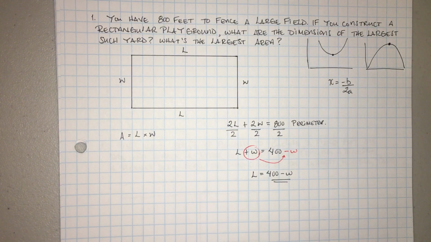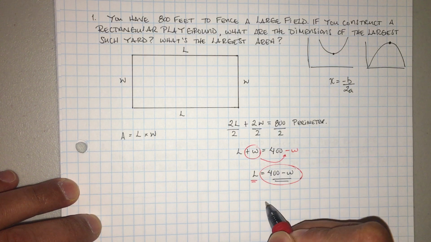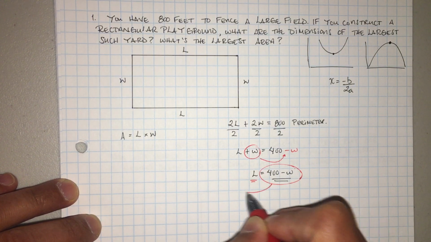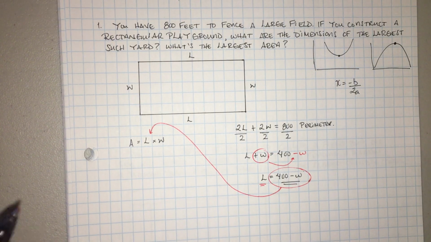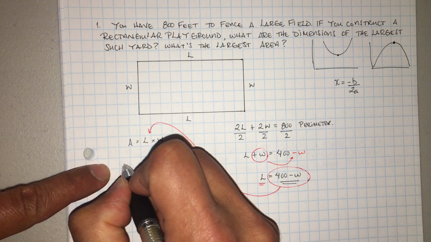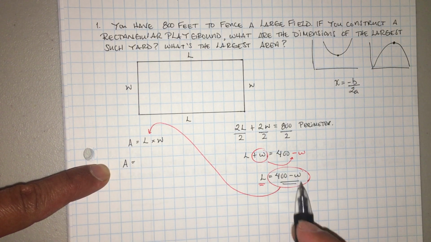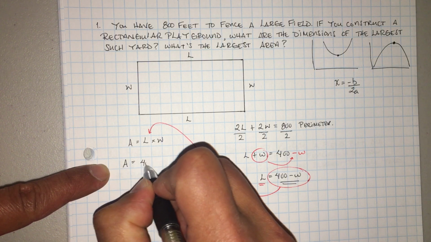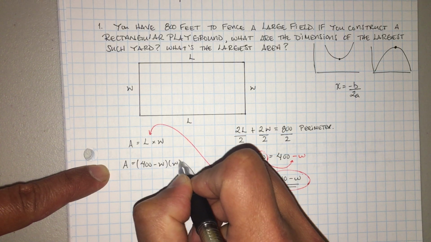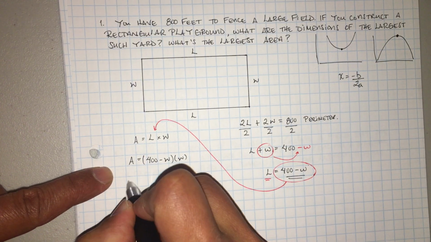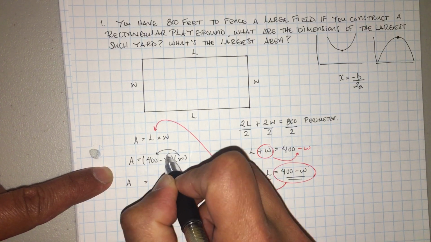So now I'm going to take this guy. See, wherever I see L, this is what's going to go inside. So this guy is going to go into the L right here. So now, the area is equal to, now, instead of L, what am I going to put? 400 minus W. So I'm going to put 400 minus W. And then you have your W on the outside. So now you're going to write A equals, you're going to distribute.